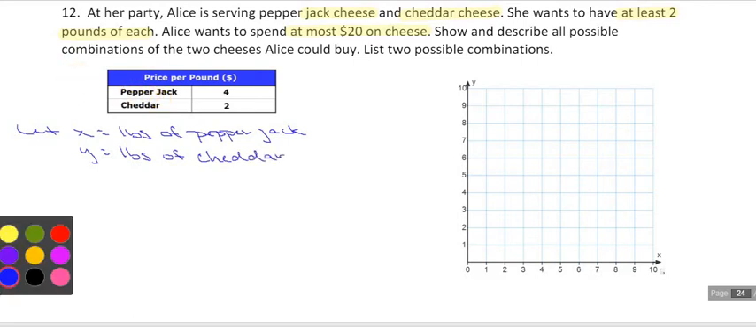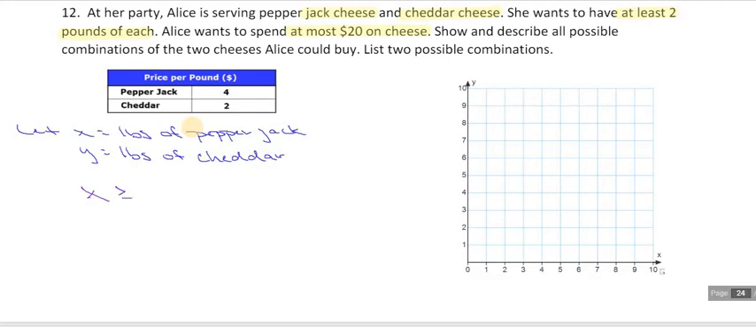Now, in terms of the quantity equations, and it's not equations, it's technically inequalities, she wants to have at least 2 pounds of each. So up until this point, we've only ever had 2 equations or 2 inequalities for our systems. But here, we're actually going to have 3. Because if I want to say she needs at least 2 pounds of pepper jack, it means X needs to be greater than or equal to 2. 2 or more.